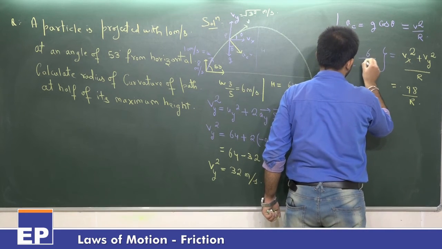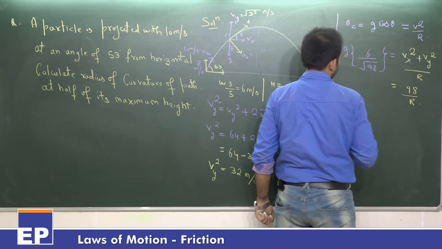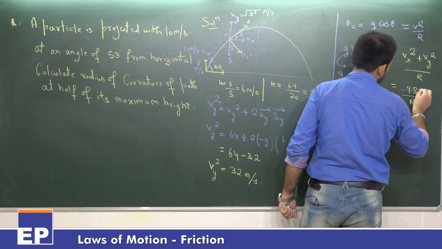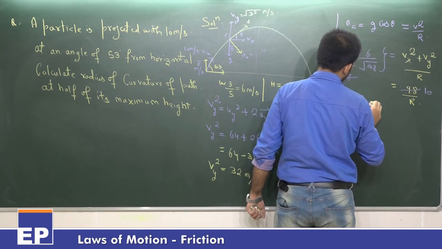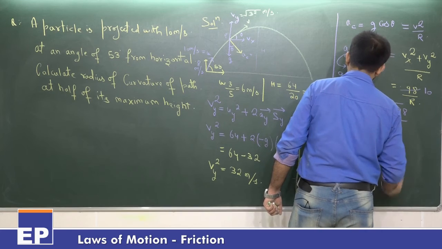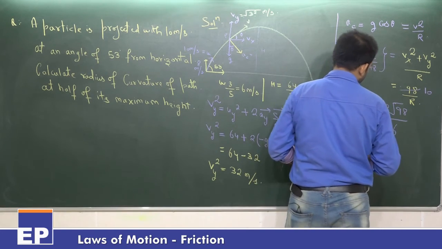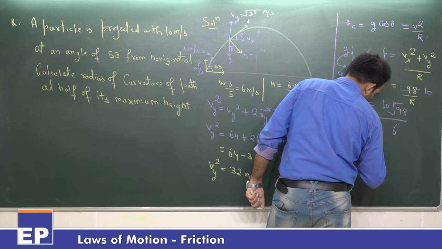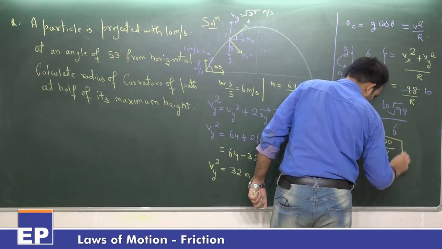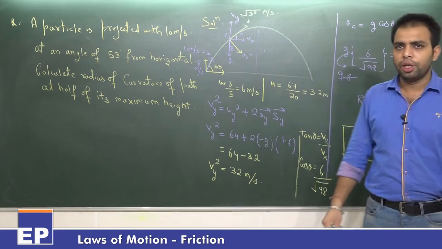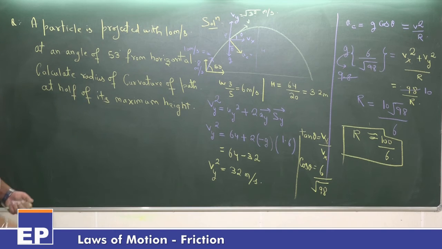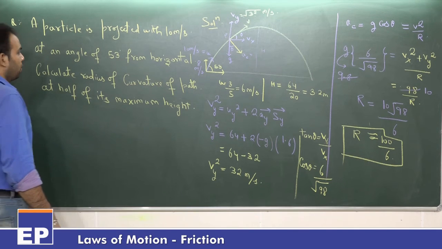And 6 upon root 98. Write g as 9.8, then by cutting, 10 will remain. So what is R? 10 into root 98 by 6. This will become 10. Approximately it is 100 by 6 for R. Clear? So this is the radius of curvature at half of the maximum height. Is it clear? Next.